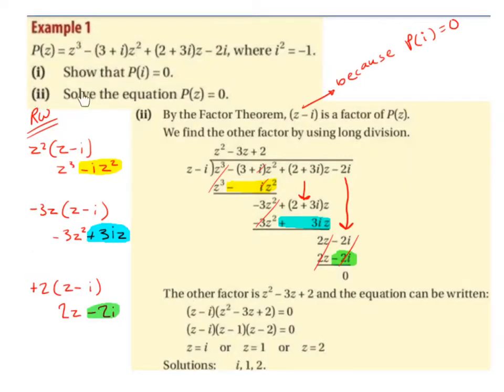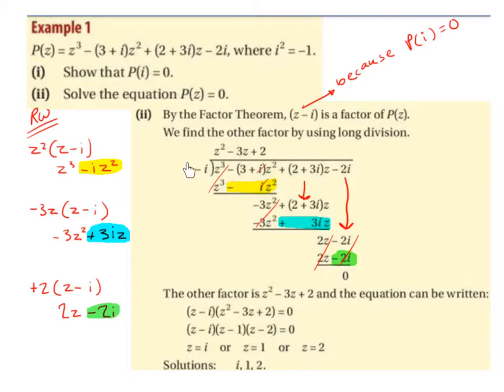Part 2. Solve the equation p(z) = 0. So by the factor theorem, z − i is a factor of p(z). This is because p(i) = 0. So if p(i) = 0, then z − i must be a factor. So we set up our bus stop, and we have our equation for p(z) underneath the bus stop, and we have z − i outside the bus stop.